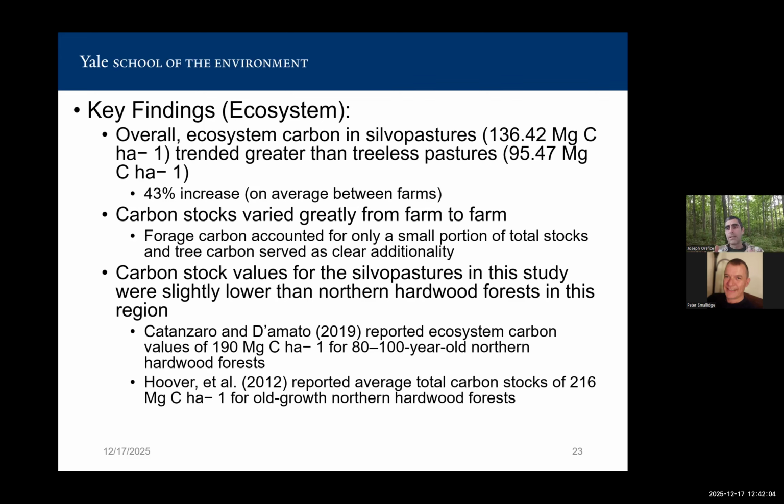Keeping in mind that our soil carbon was conservative here because we stopped at the nearest restrictive layer within our plots per farm. So the point being, silvopasture, and even treeless pasture, may be a little bit more comparable to the amount in these closed canopy forests.